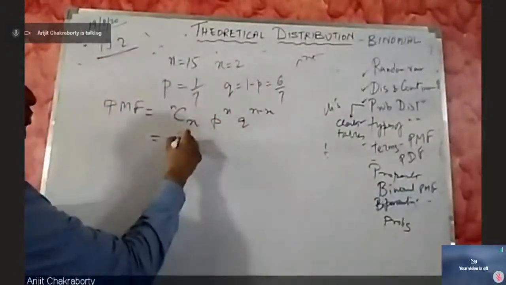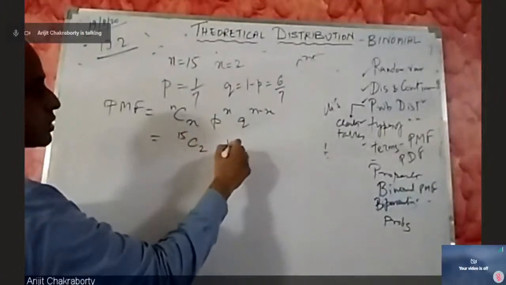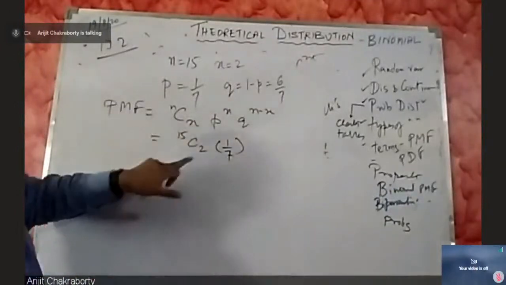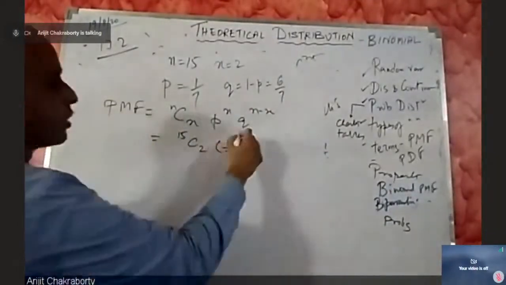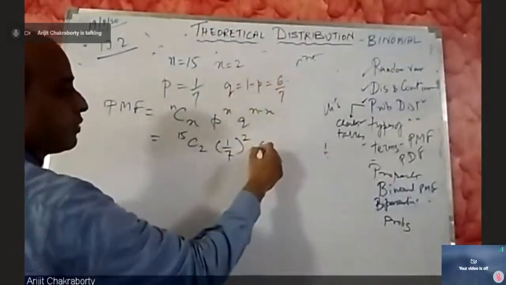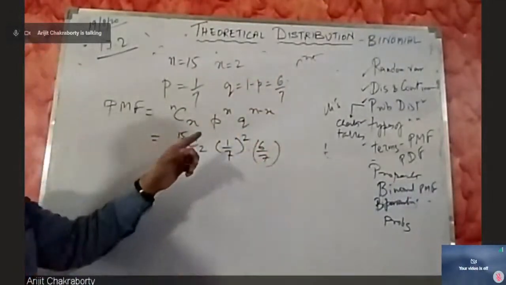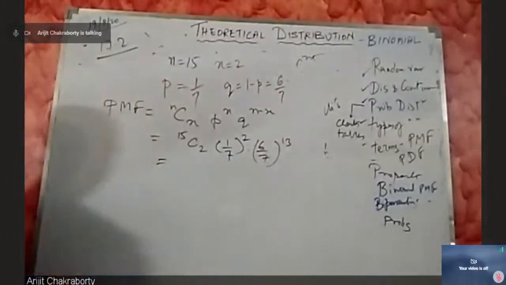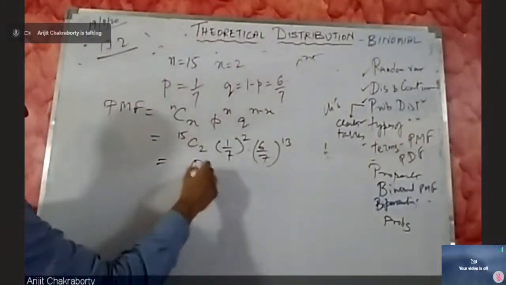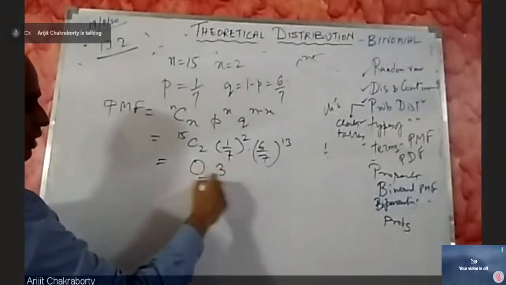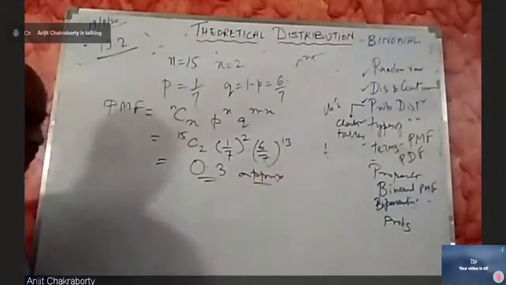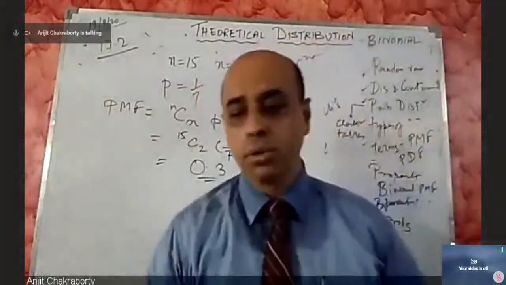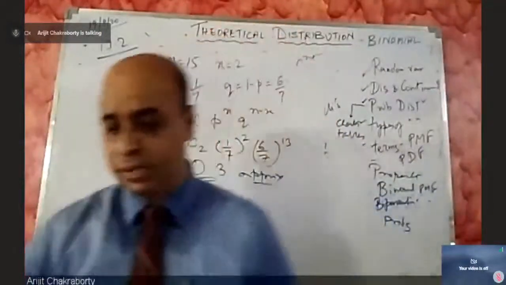So, I just put the values in the formula. N is 15, so 15C2, P is 1 by 7, so 1 by 7 to the power 2, and Q is 6 by 7, so 6 by 7 to the power 15 minus 2, that is 13. So this comes to approximately 0.30. So this is example 17.2, a direct application of the probability mass function.